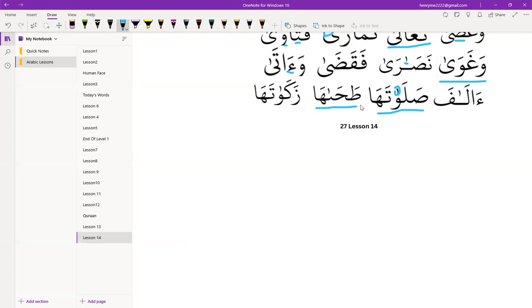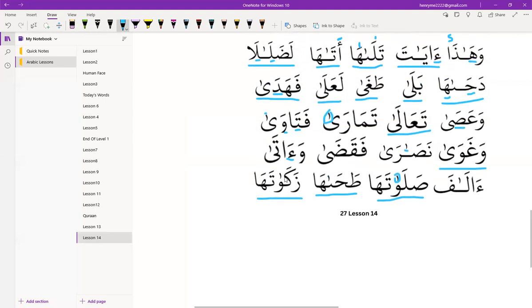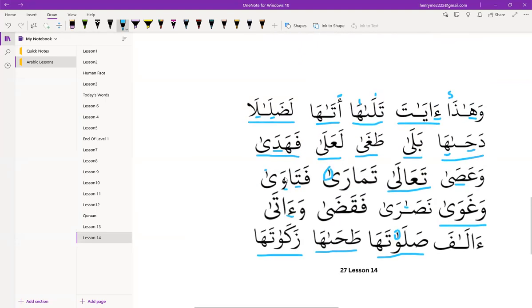Next one, tahaha. We have the ha as well as the ha. Both have long sound. And the last word for today is zakataha, not zakawataha. Some people make that mistake when they read the Quran. They say zakawataha, but that's wrong. The wa will be silent. It's zakataha. And with this, I think we are done with today's lesson, inshallah.